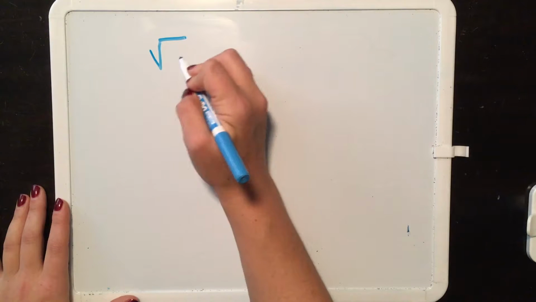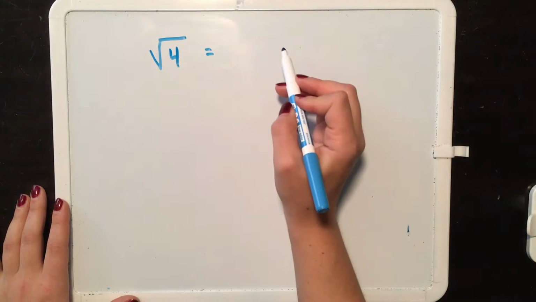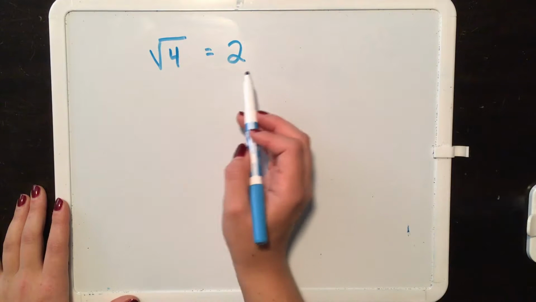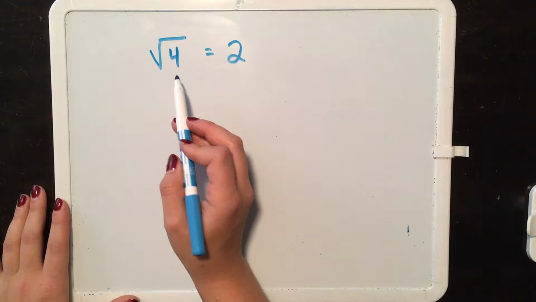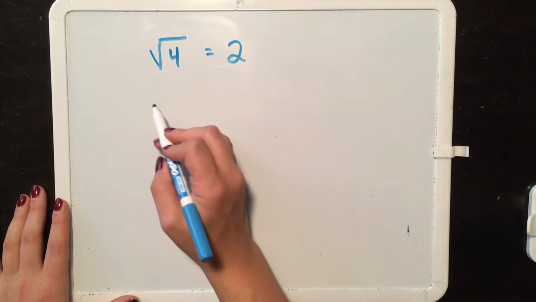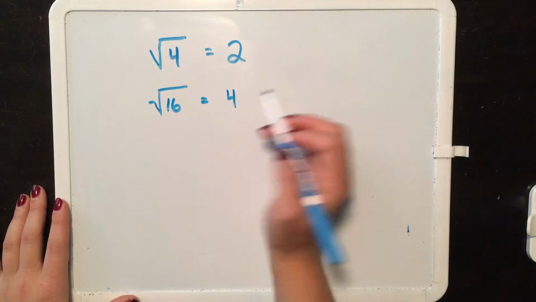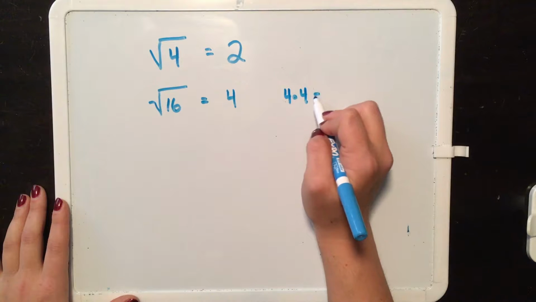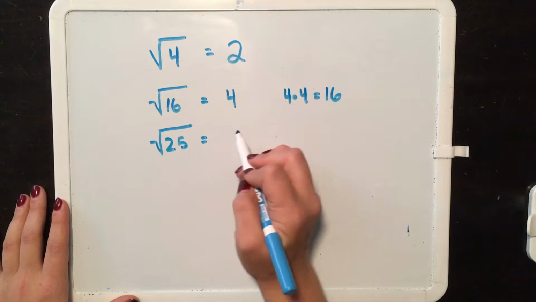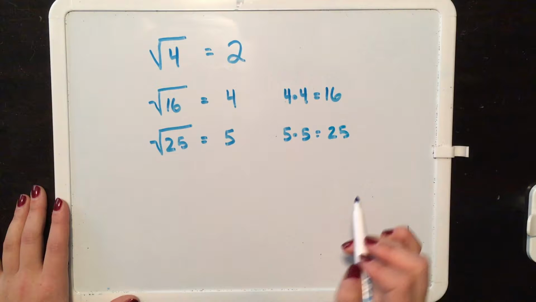If we have a perfect square underneath a square root, it's easy to find the value because we just have to figure out what number squared will give you the number under the square root. So as you know, the square root of 4 is 2, just like the square root of 16 is 4 because 4 times 4 equals 16. And likewise, the square root of 25 is 5 because 5 times 5 equals 25.